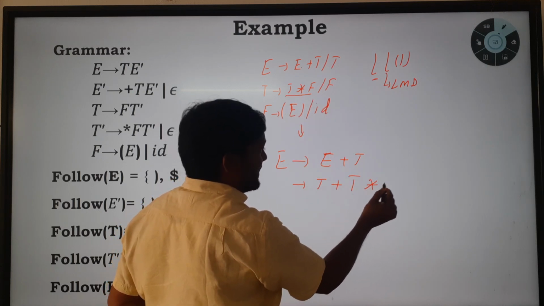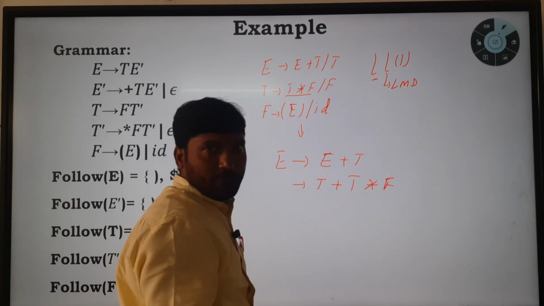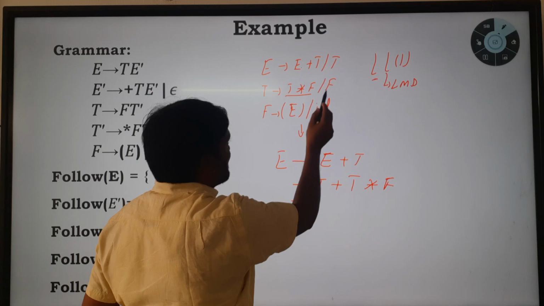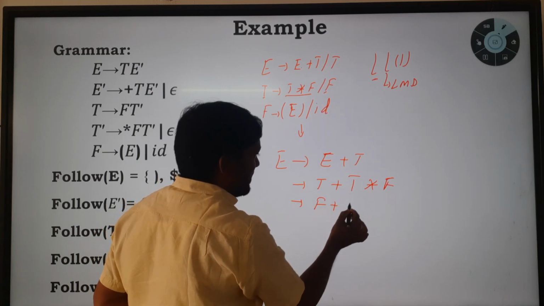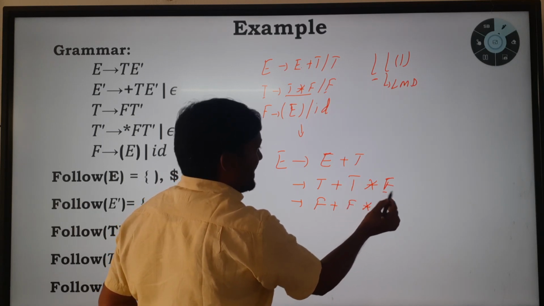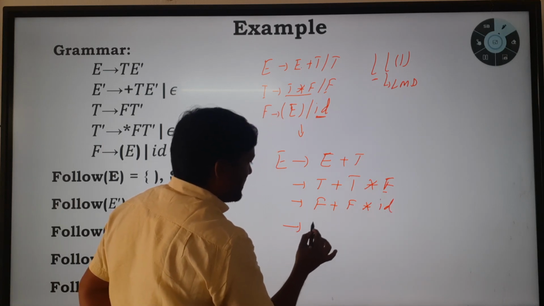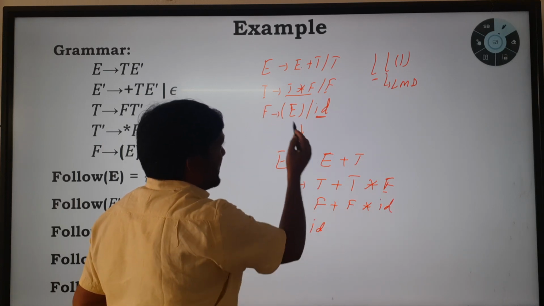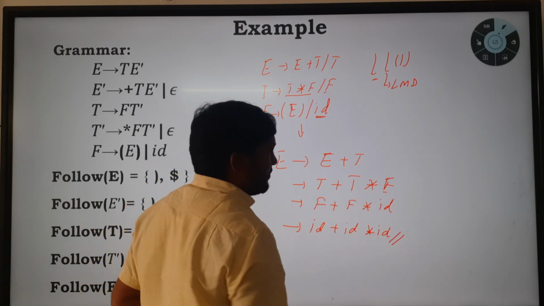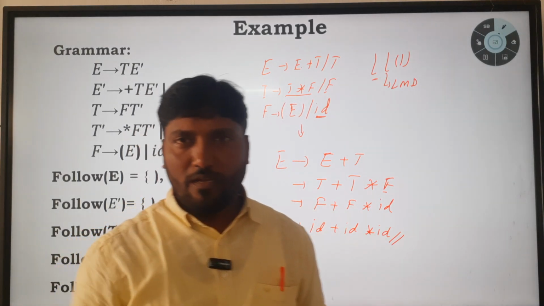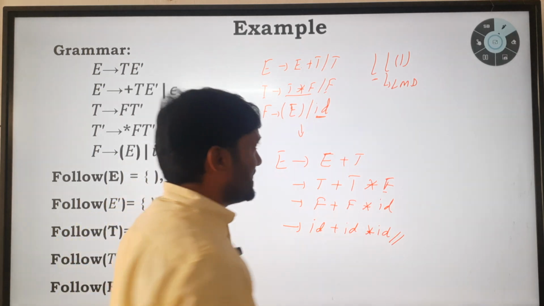Yes, definitely. In place of T, we substitute T derives T star F. Next, in place of T, can we substitute F? Because there is a production T derives F, that gives F plus, in place of T, F, and star, in place of F, can we substitute ID? Definitely, that is ID. So in place of F we substitute ID, giving ID plus ID star ID. This is how we get the input string to parse. Like this, we generate the input string and parse it.